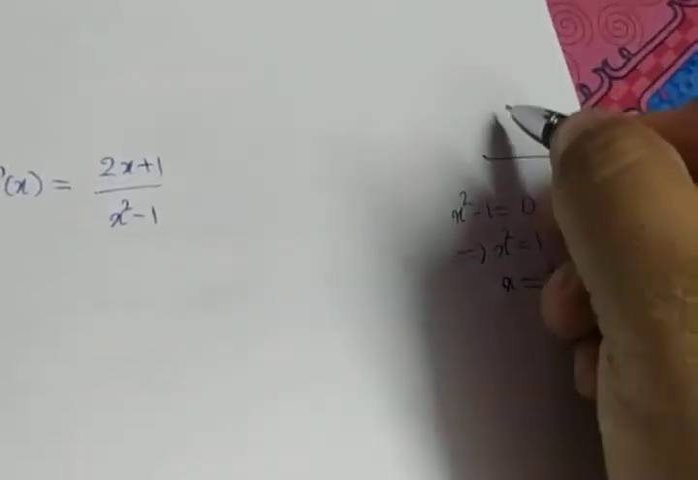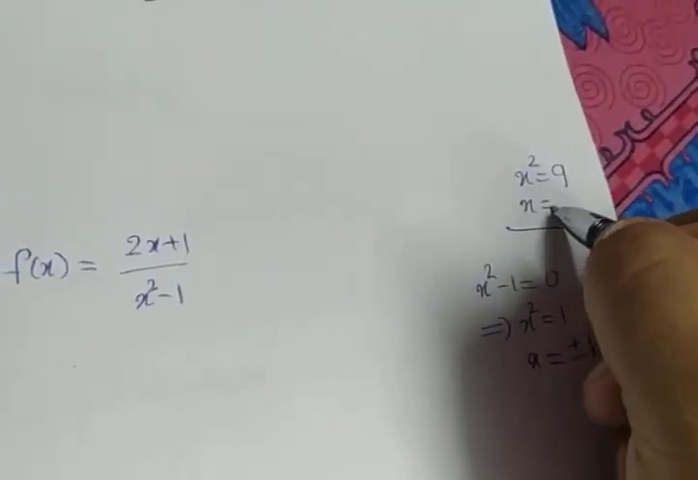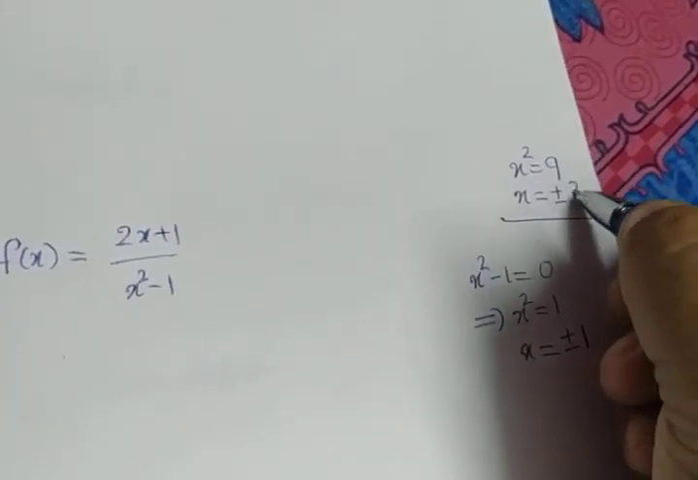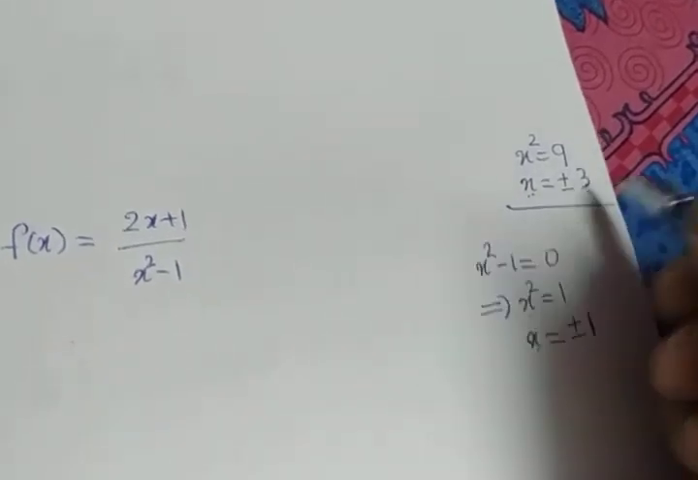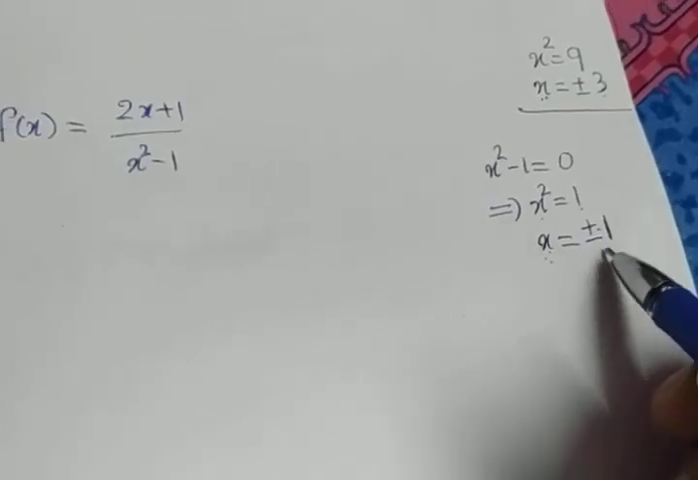I will give one more example. Suppose x square equal to 9. So what will be the value of x? We have to write plus or minus and take the square root of 9. Square root of 9 is 3. So x can take the value 3 and x can take the value minus 3 also. In our case, x can take the value plus 1 and x can take the value minus 1.